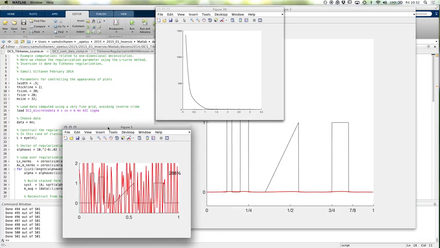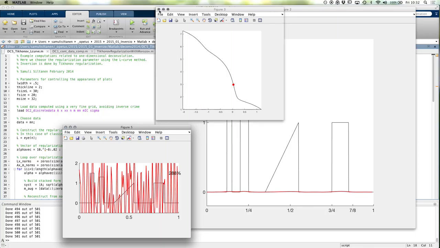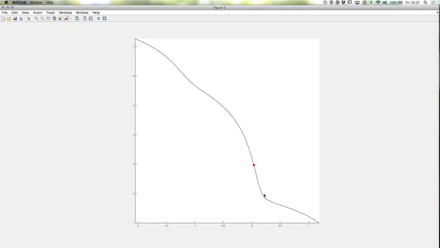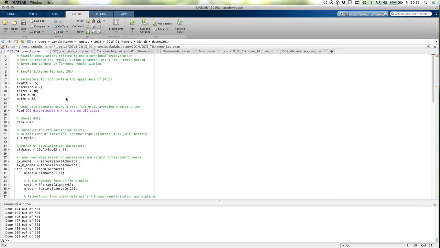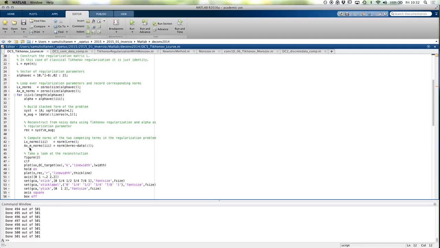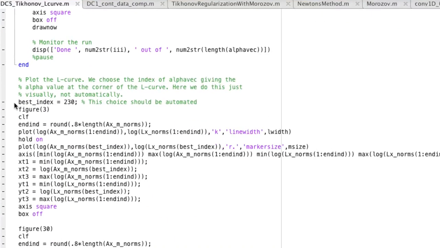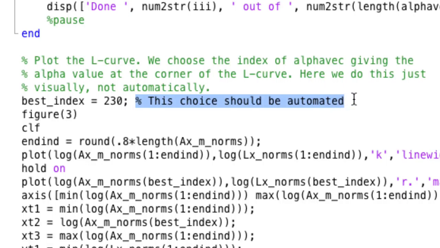And now this is still wrong because this one is without the logarithm, and this is with the logarithm. So now maybe this is the L. Although here is also something like it, but I think this is maybe the main L. You see the difficulty, it's not so clear what it is, but let's choose this one. Like I say here, the choice of the corner of the L should be somehow automatic.